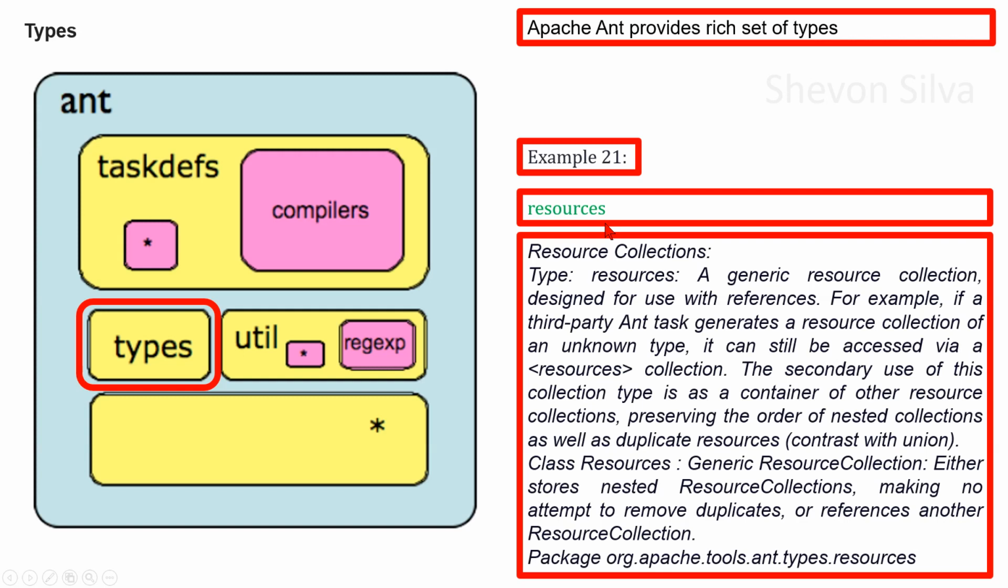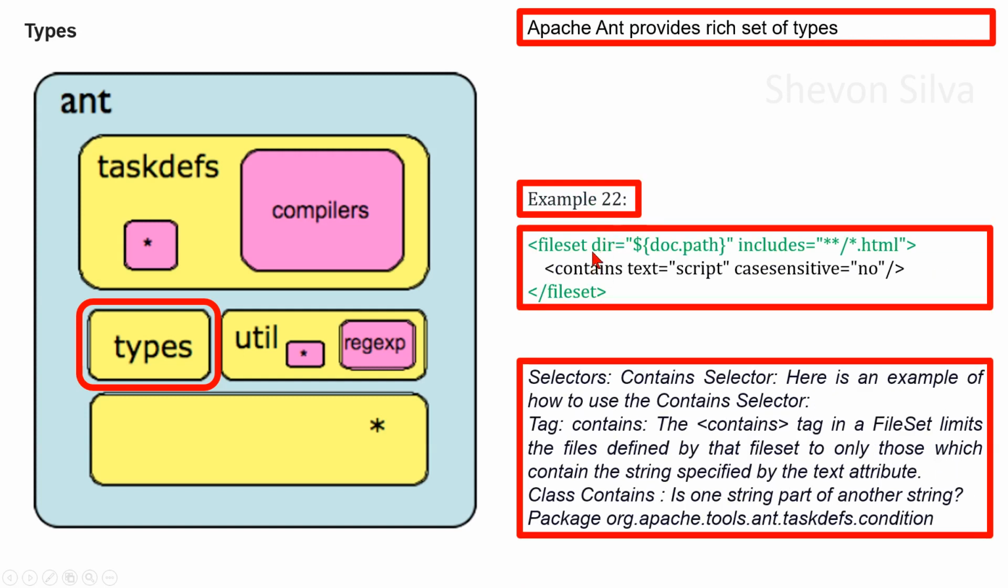Regarding API, we can consider class Resources, a generic resource collection. The class Resources generic resource collection either stores nested resource collections, making no attempt to remove duplicates, or references another resource collection. This is in the package org.apache.tools.ant.types.resources.